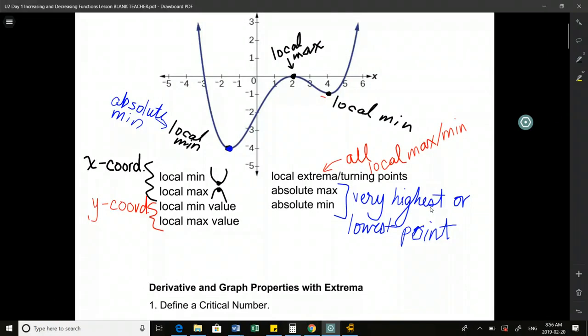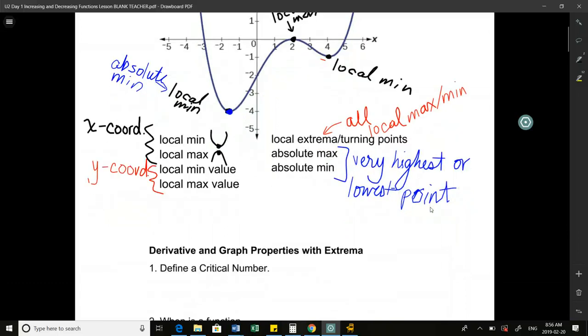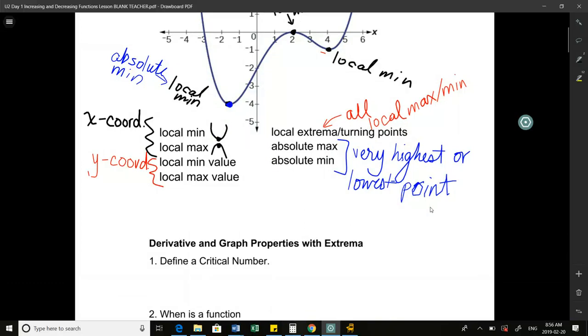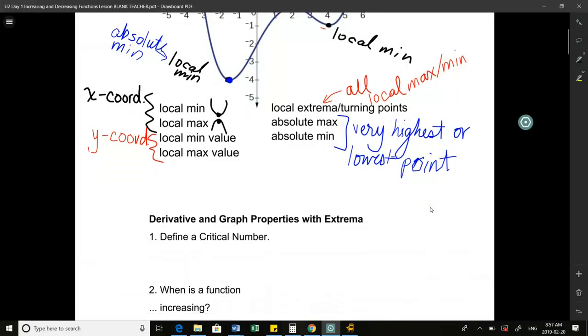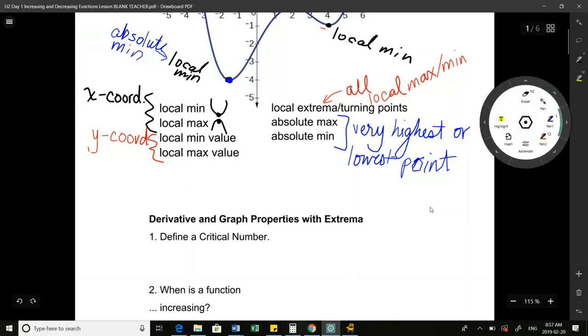In order for something to be considered a local min or a local max, the function needs to change from increasing to decreasing or decreasing to increasing. If that doesn't happen, it's not a local min or max. So the function must change from increasing to decreasing or vice versa, just like we talked about in advanced functions. That's the definition of a turning point.